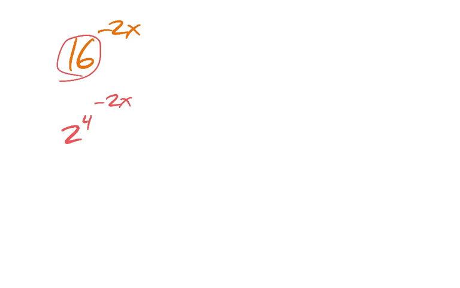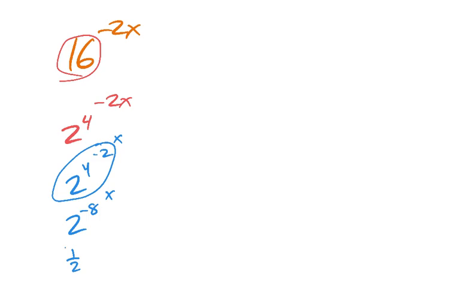I just don't know if I'm going to make that match one of these. Let's try what you're saying: 2 to the 4th to the negative 2nd to the x. This is a power to a power, so we could multiply. So this is 2 to the negative 8 to the x, which is 1 over 2 to the 8th to the x, which is going to be that same number, right? 1 over 2 to the 8th is 1 over 256, which is still not being helpful. So let me try the other way.